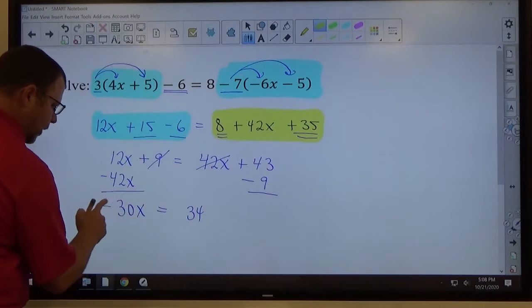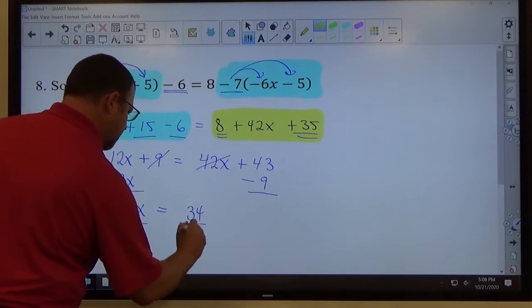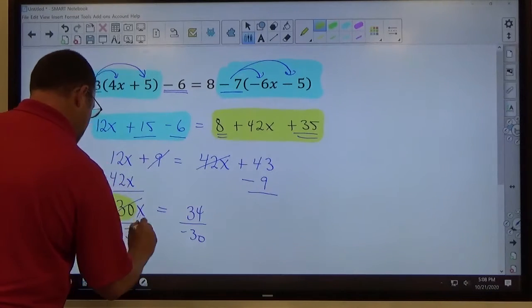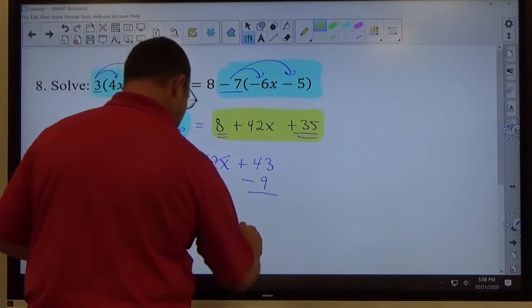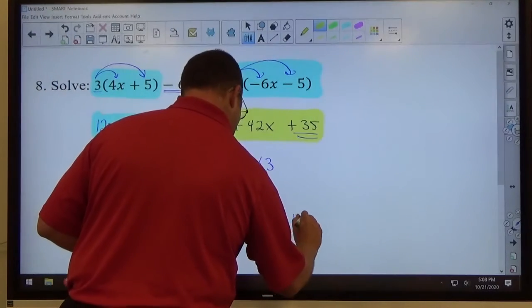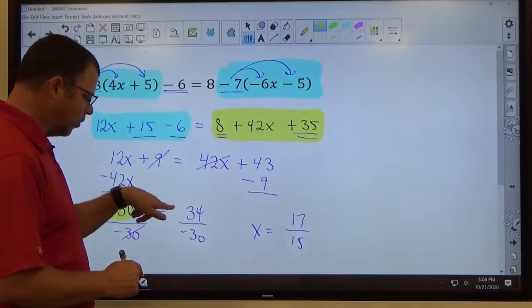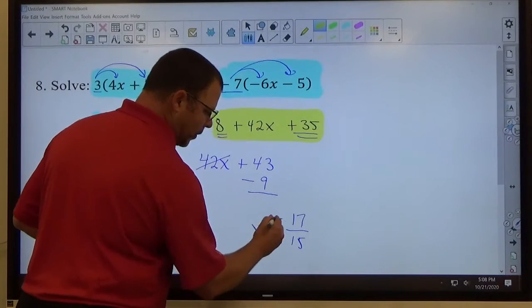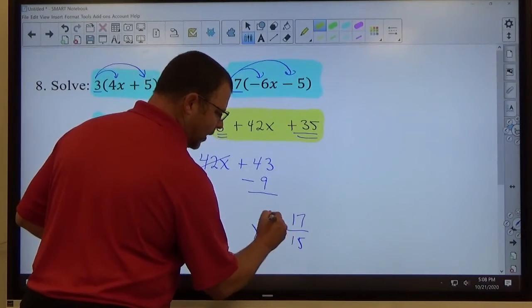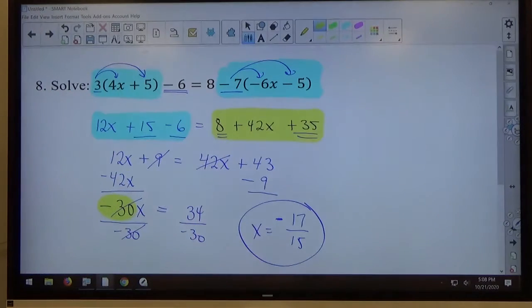What's left to do is whatever's in front of x to divide by, so divide by negative 30. Divide by negative 30. And again, we should reduce, if possible, both 34 and 30 are even numbers, so they divide by 2. So I'm going to get x equals 17/15. And the fact that there's one minus sign in the whole fraction here makes it a negative fraction. The minus sign can go anywhere. I prefer to put it on top, but as long as it's just one negative in the whole fraction, you're right. So negative 17/15 is the right answer to that one.